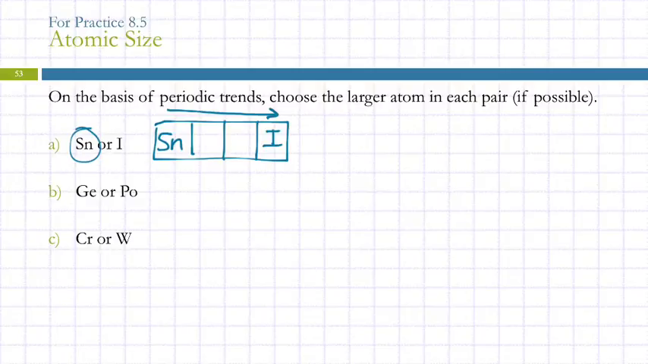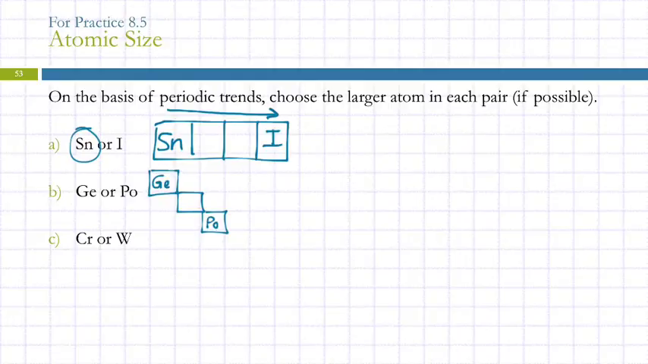Okay, germanium or polonium. We'll find them on the periodic table. You don't have to know their names, just be able to spot them. So here's germanium, and here's something else, and then polonium's down here.